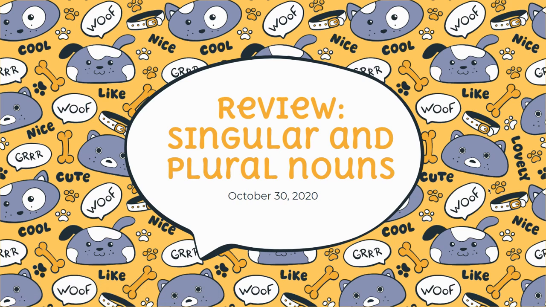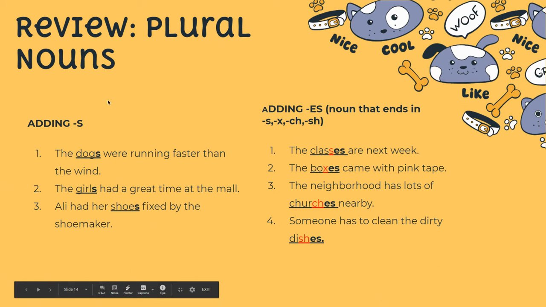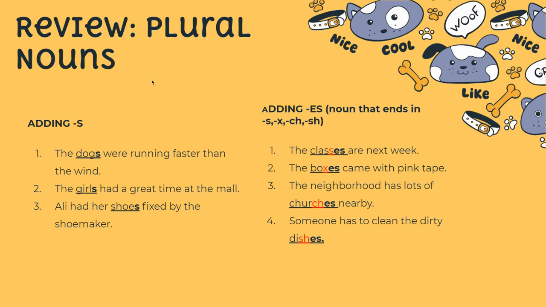So, for today, we're just going to review singular and plural nouns. Okay, so we're going to review plural nouns. And as you know, to make a noun a plural, you can add s and you can also add es. So if you're going to add s, it's simple. For example, the word dog is singular, and if you're going to add s, you're going to make it plural, dogs. So number one, it says the dogs were running faster than the wind.